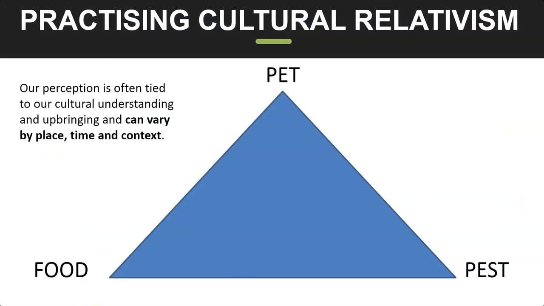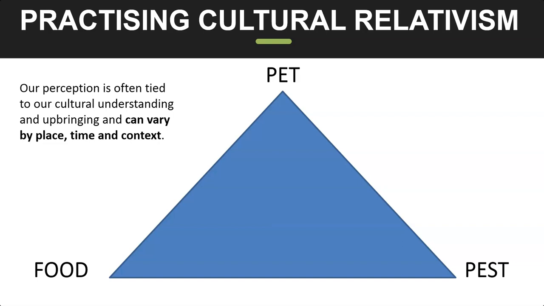So in your textbook, Sarah Cummings has given you an exercise on practicing cultural relativism, and I just want to go through that with you. In the textbook, it suggests that our perception is often tied to our cultural understanding and our upbringing, and that this varies by where we live, the time in which we're living, the social context around us. And so she gives us a triangle to take a look at how we value different objects.